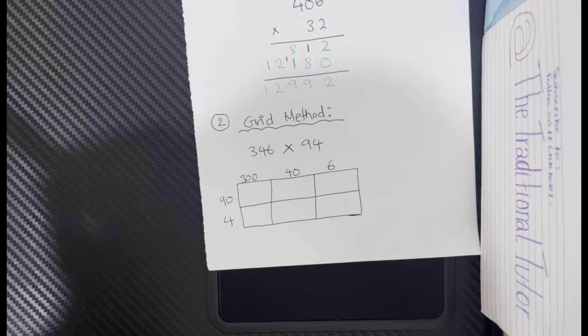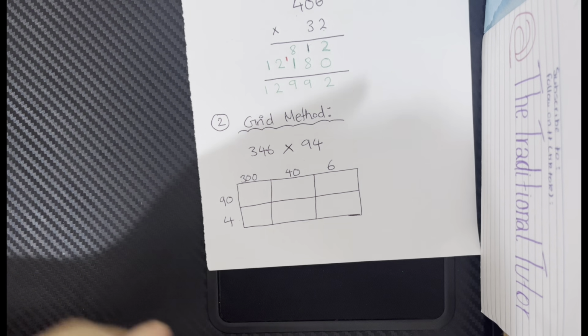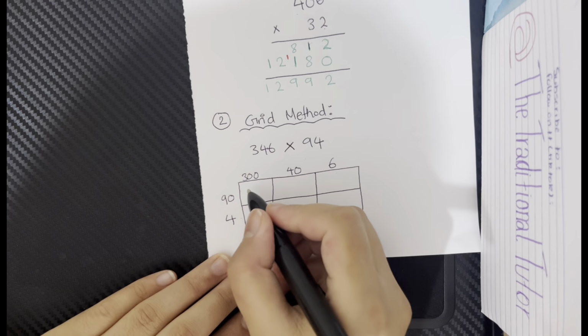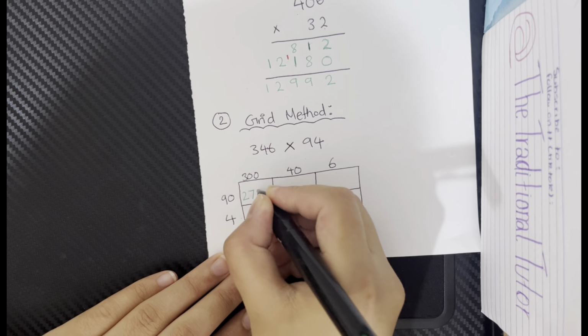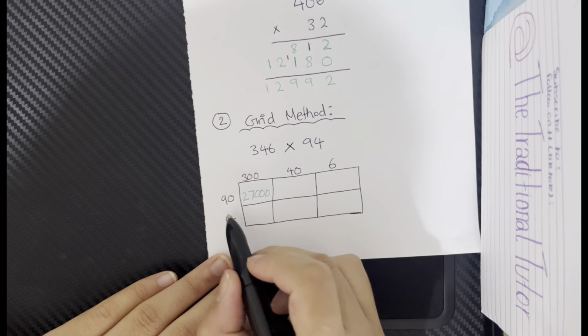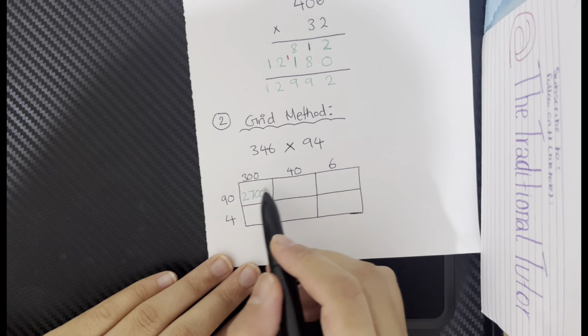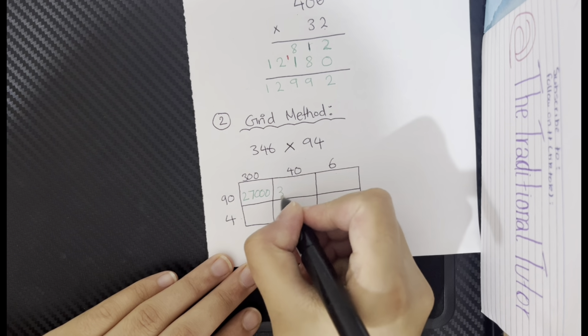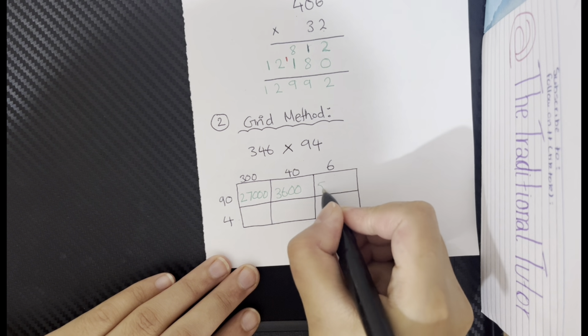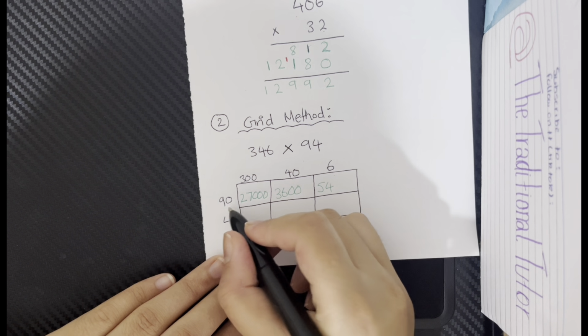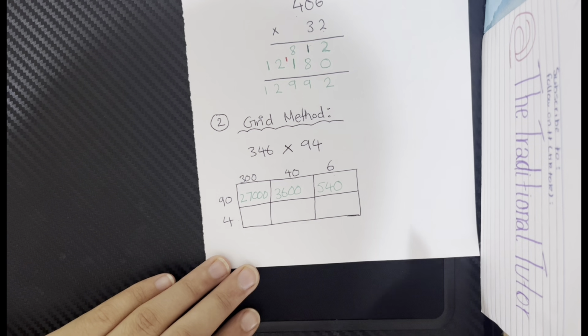Okay, and then next step is where we do our actual multiplication. So 90 times by 300, so we'll just do 9 times 3 is 27 and add the 3 zeros. 90 times 40, again we'll just do 9 times 4 is 36, add the 2 zeros. 9 times 6 is 54, and because it's 90 we need to add the extra 0.